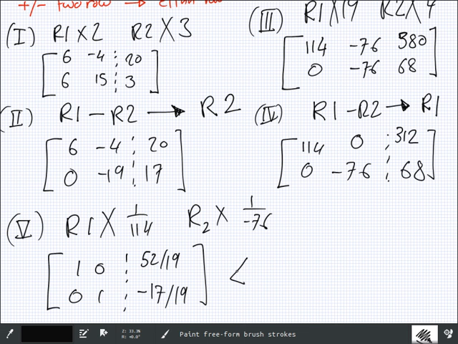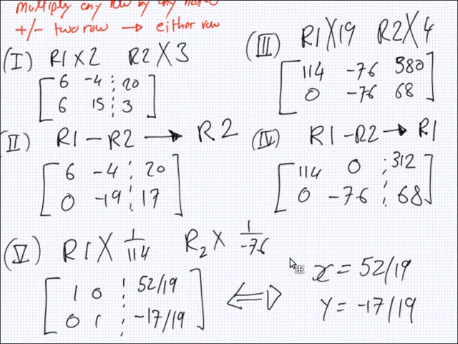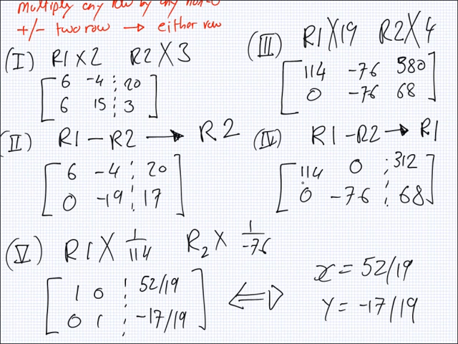Now look at what you have. Remember what this represents. How many x's do I have? 1. How many y's? 0. So 1x plus 0y is also known as just x. 0 x's plus 1y, also known as y. And what did this line represent? Equals. So what am I saying here? I'm actually just saying x equals 52 over 19 and y equals minus 17 over 19. You enjoy this method? Yep. It's great.